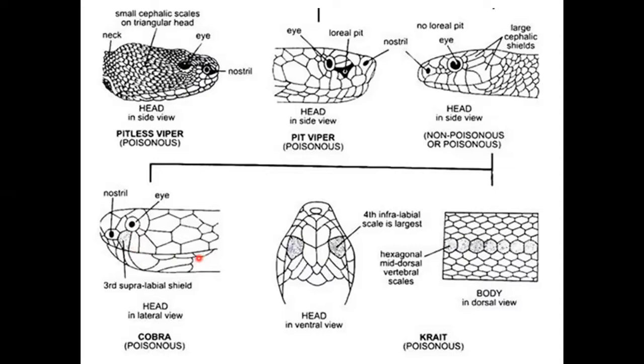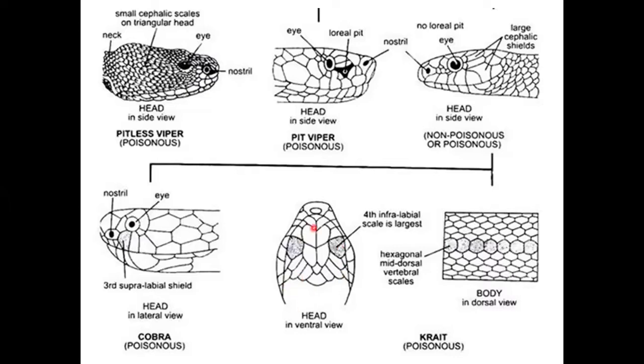If the upper side of the head has both small scales and large shields, but there is no loreal pit, and the third supralabial shield does not touch the eye and nostril, then examine the back of the snake and the ventral side of the lower jaw.